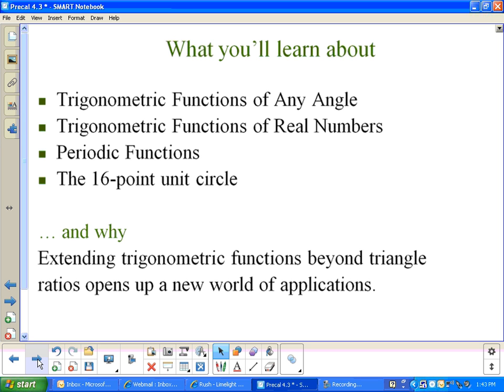We talked a little bit about it yesterday, but I'm going to just ignore it for now because we want to extend them again, the functions beyond basic triangles and open up a whole new world of applications, and that's the purpose for what we're doing today.